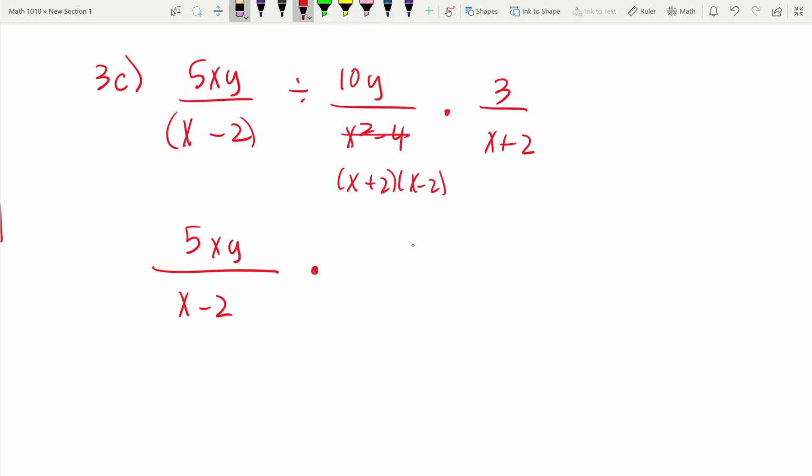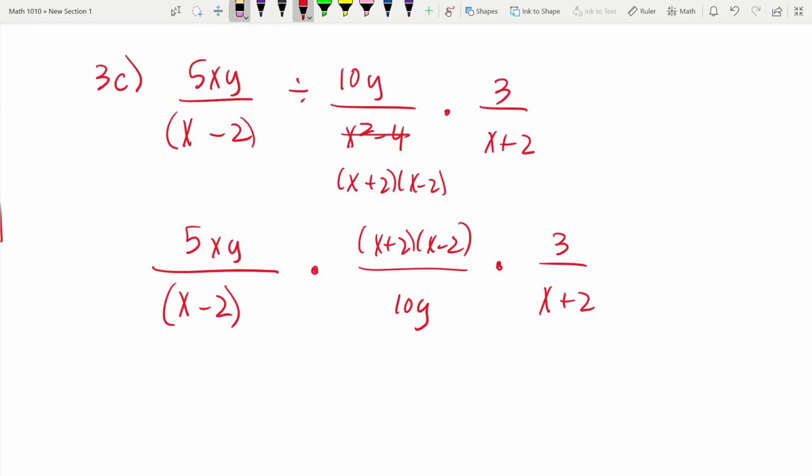Okay, so the first fraction doesn't change. The second fraction, this symbol becomes a multiplication. You flip that guy upside down. X plus 2 times x minus 2 over 10y. I'm going to add parentheses right there. You do not flip the 3 over x plus 2 upside down because it didn't have a division in front of it. Okay, I'm going to add parentheses. If it's a binomial, I'm putting parentheses around it so I don't mess up.